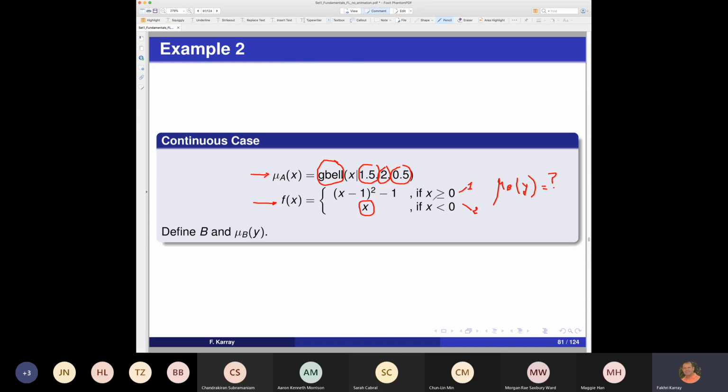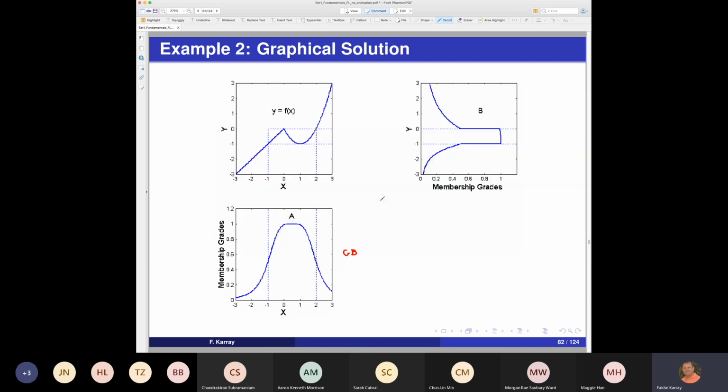And for values higher than 0, in order to have continuity, we have (x-1) squared minus 1, which is a displaced parabola with its center at the value of 1, displaced with respect to the y-axis by -1. So this is the function y equals f(x). What we would like to do is map the membership function through this mapping.